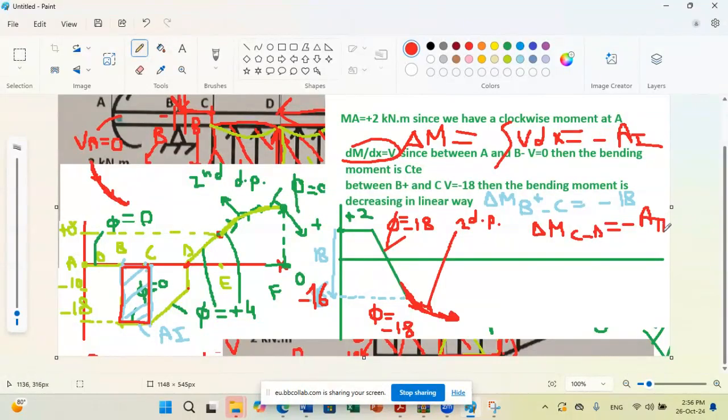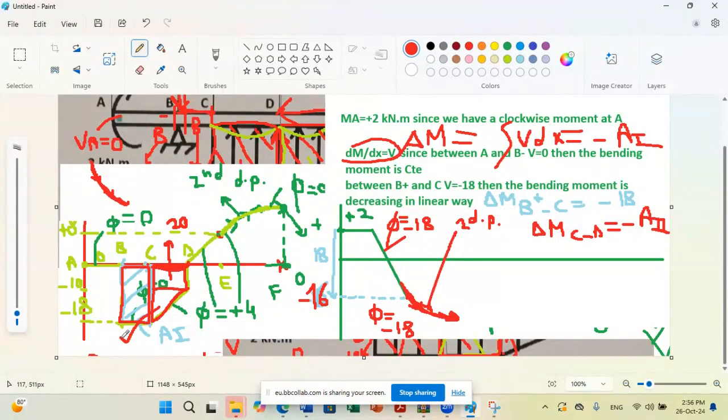What is area number 2? It is this area. This is a trapezoid. You can divide it into a rectangle if you want. If we don't know the formula for the area of a trapezoid, we can divide this area into two parts, rectangle plus triangle. The area of the rectangle is 10 times the distance between C and D, which is 2 meters, so 10 times 2 is 20. The area is 20 for the rectangle.